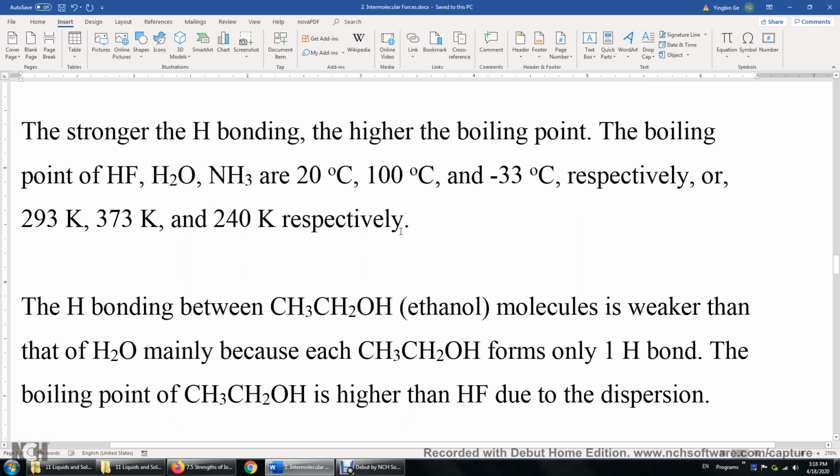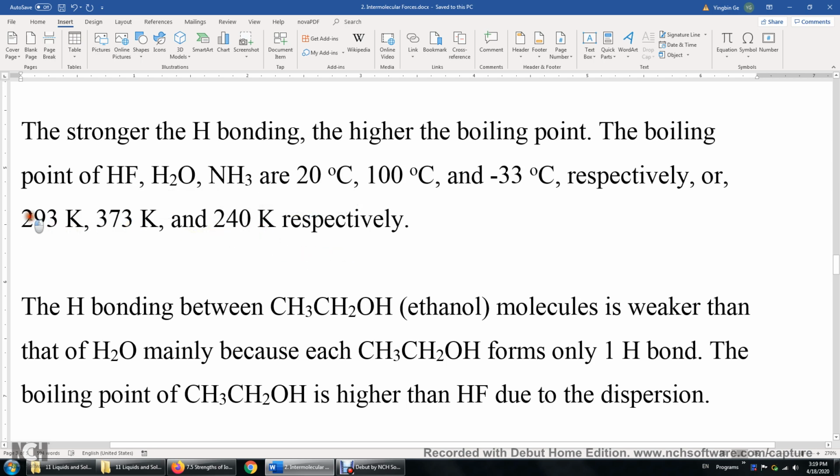Again, the stronger the hydrogen bonding, the higher the boiling point. The boiling point of hydrogen fluoride is 20 degrees Celsius. The boiling point of water is 100 degrees Celsius. Ammonia, negative 33 degrees Celsius. Or you may convert those numbers to Kelvin: 293, 373, and 240 for HF, water, and ammonia, respectively.